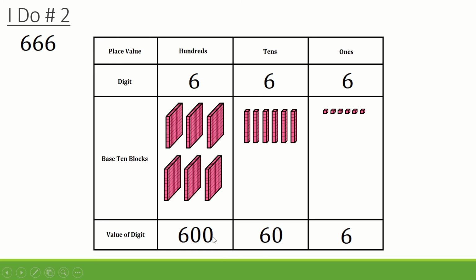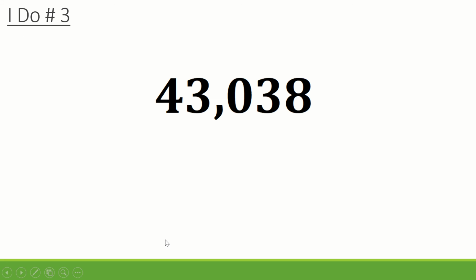And again, if I wanted to, I could place a plus sign between my 600 and my 60 and my 6, and by doing so, I end up getting my number written in its expanded form. So there we have successfully translated the number 666 into its model, but also its expanded form.